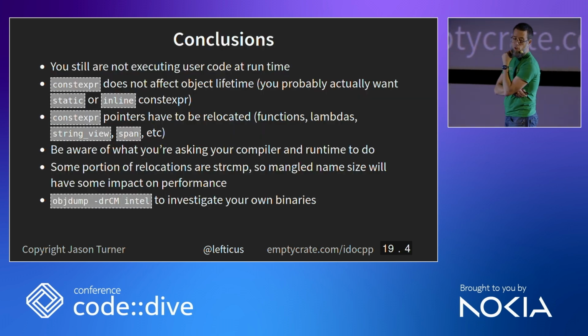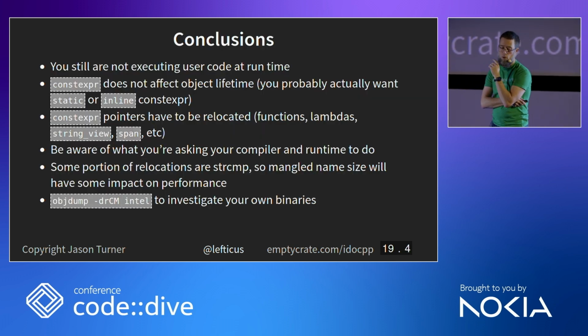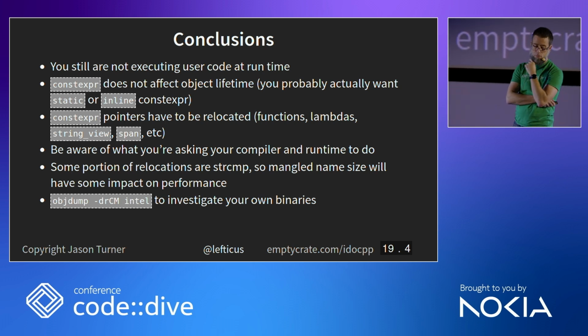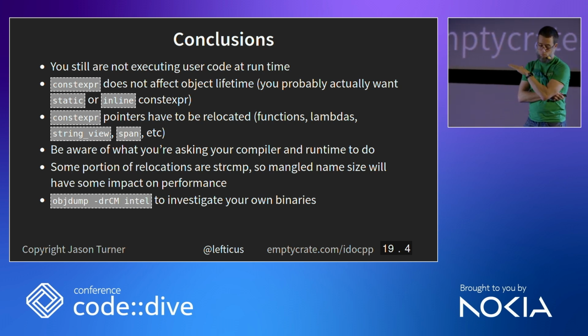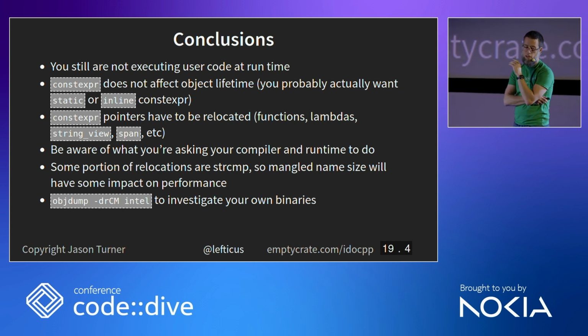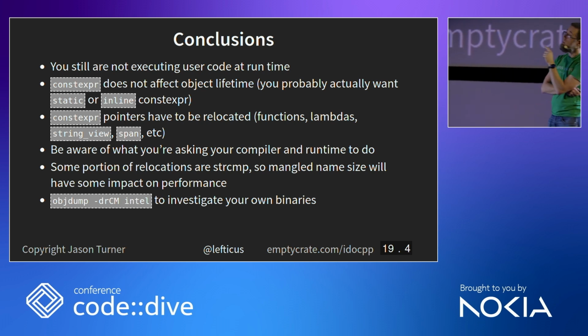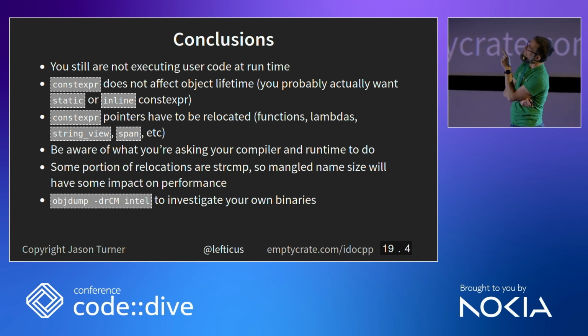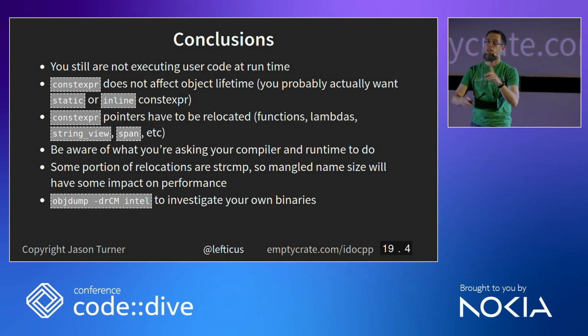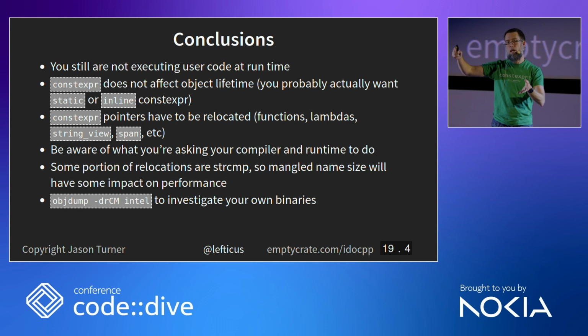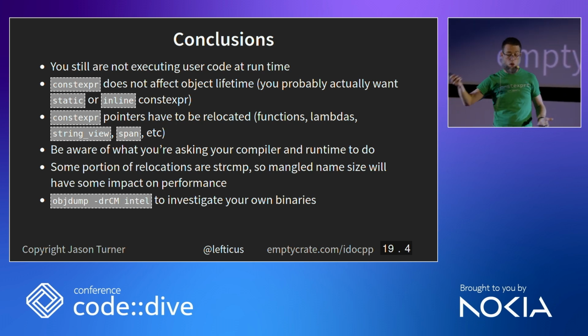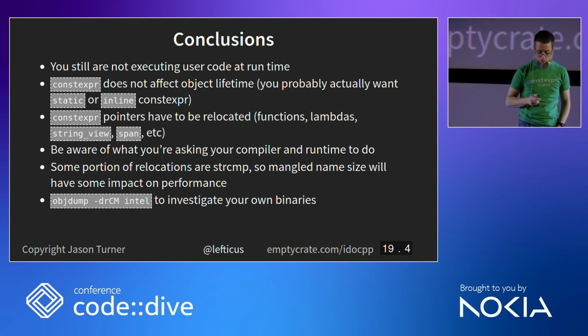All right. So you are still not executing user code at runtime. constexpr does not affect object lifetime, so you probably actually want static or inline. constexpr pointers have to be relocated. Don't forget that. This came up in my first example with the compile time JSON stuff because I had spans of things, and there's a lot of relocation entries there.